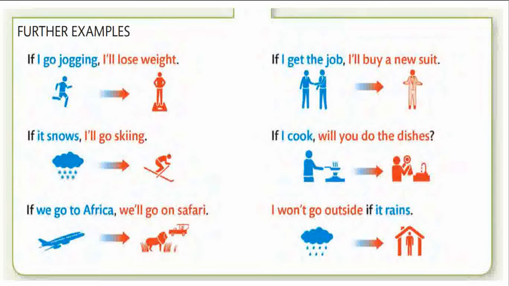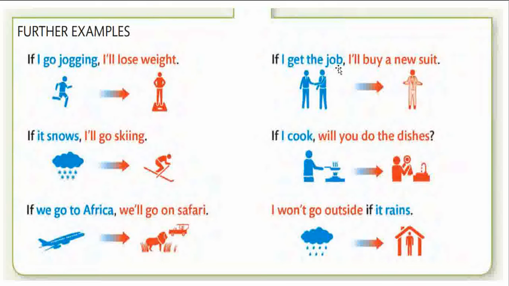Now let us see certain examples based on it. If I go jogging, I will lose weight, because if in the present you go jogging, you can definitely lose weight, so it is a likely condition. If it snows, I'll go skiing, because it's a likely condition. If it snows, it is likely that you can go skiing in the future. If we go to Africa, we'll go on a safari. This is also a likely condition, and the future outcome is a possibility.